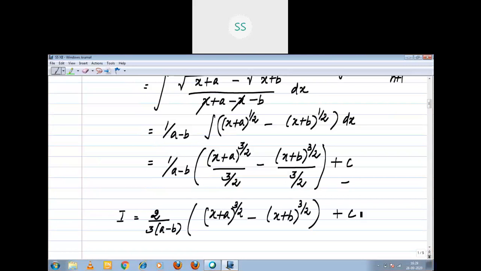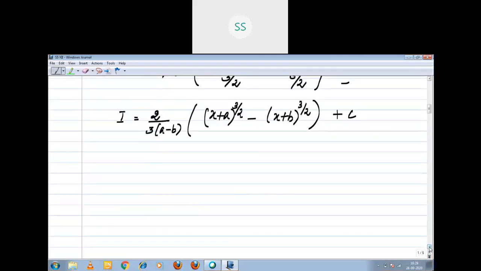Now, question number 7. Question number 7. What it is? Integral sin x divided by sin of x minus a into dx. Here also the given integrand we cannot integrate directly.